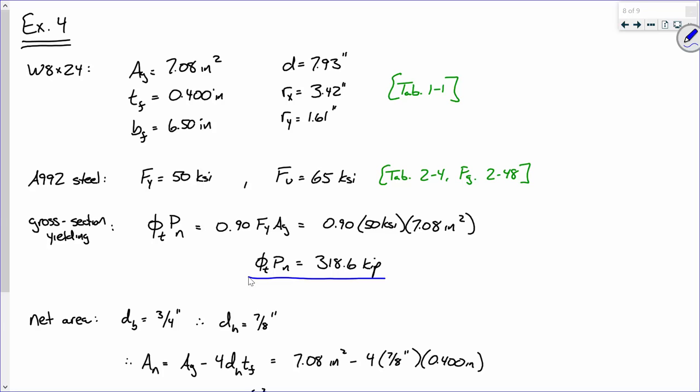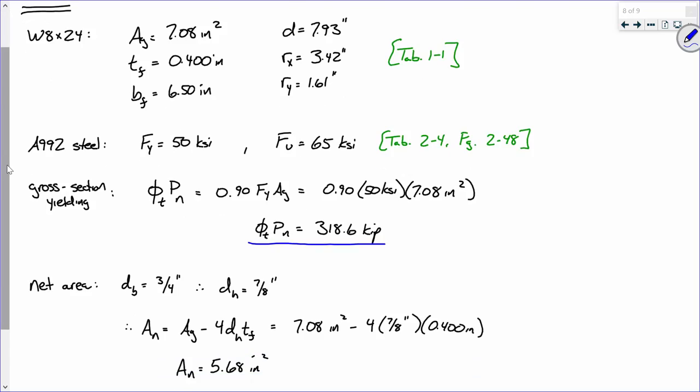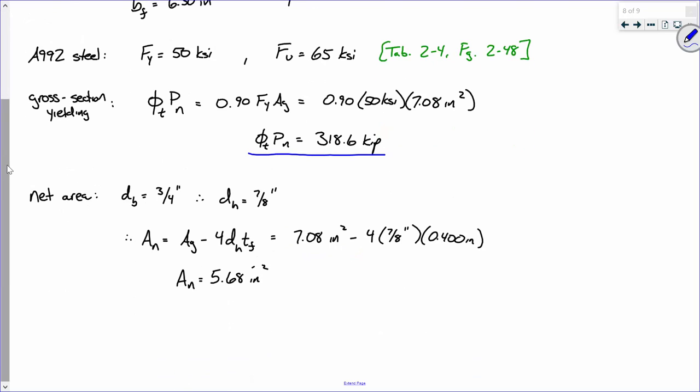We use our resistance factor of 0.9. Now that's for yielding in the gross section. For the net section, a little more work needs to be done because we have to calculate the net area, which we got 5.68 square inches.